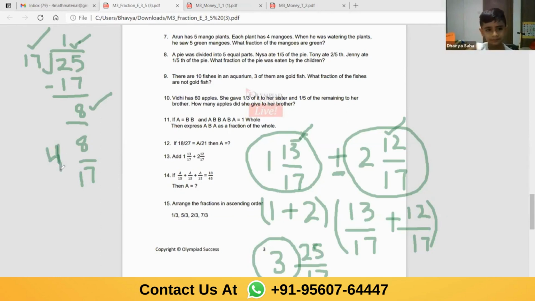Okay, clear? There is another way to do it, but this is the simple method. You can first change both the mixed fractions into improper fractions, then add them up, and then bring it back to a mixed fraction. That is a lengthy way. The way that I am telling you is an easy way, a shortcut.